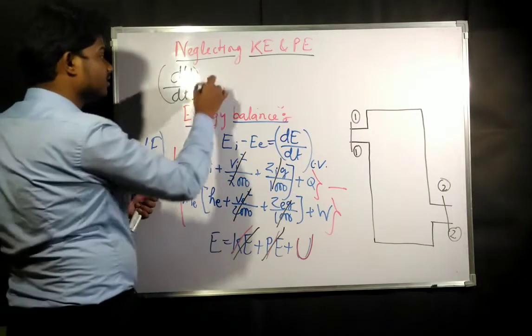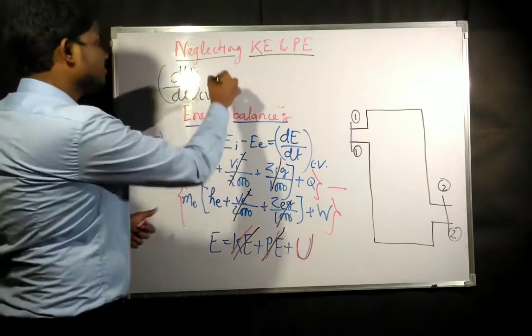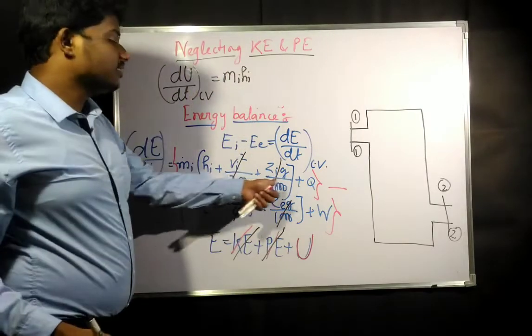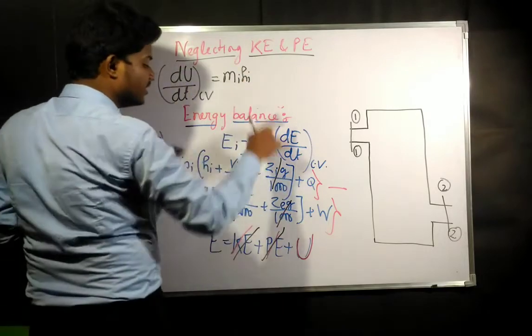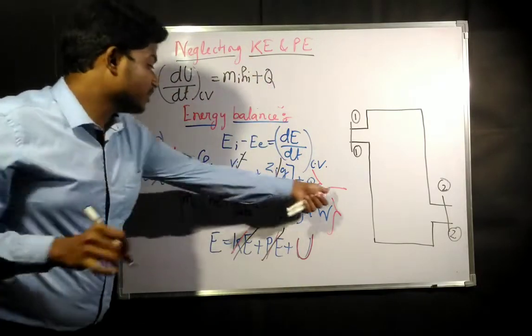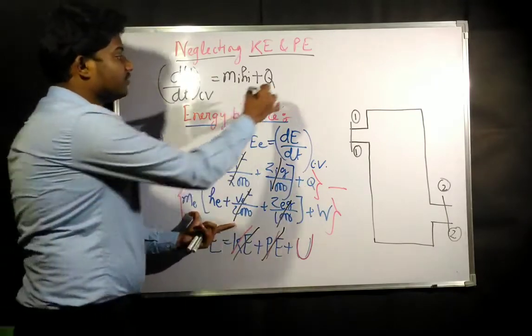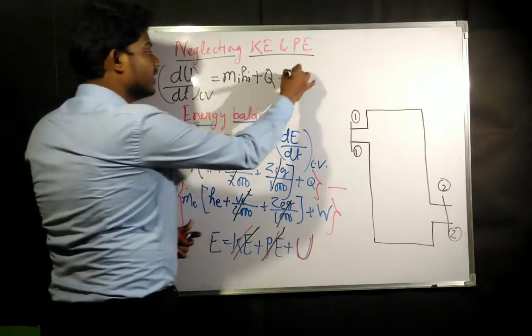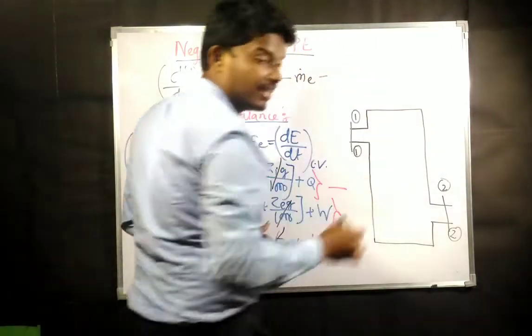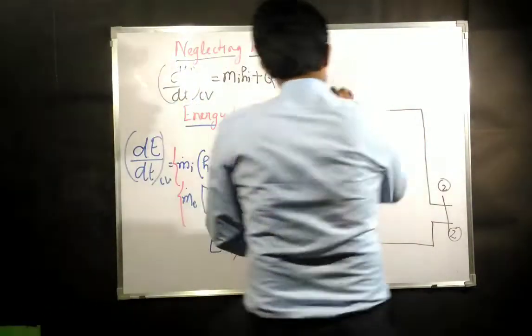After cancelling this, this equation becomes mi hi, since these two are getting cancelled out as we are neglecting them, and another term is plus q. And subtracting this one, again, if you subtract this, what is remaining here? m dot e, the mass flow rate at exit, minus the W.